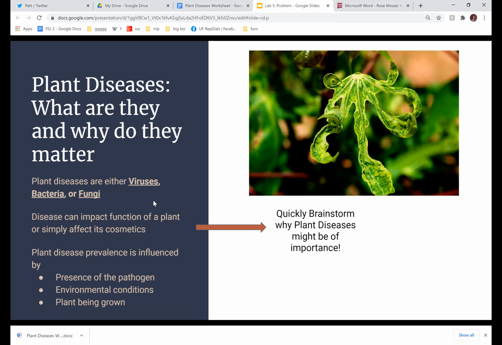So if you could quickly brainstorm, why do you think plant diseases might be important? Well, apart from damaging industries that rely on plant growth, it could also damage gardens, natural wildlife, or plants. Yes, exactly. It also impacts the cost of operation, the profit margin, and such. I'm going to be sending right now a worksheet that you can be working on. That's one of the first questions.